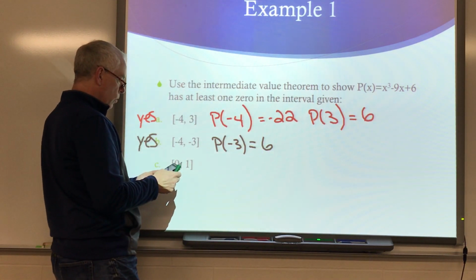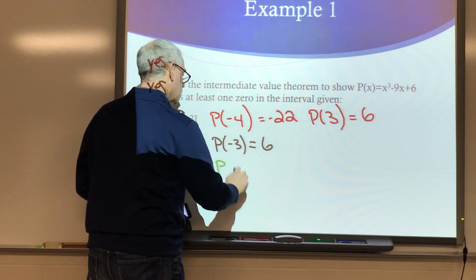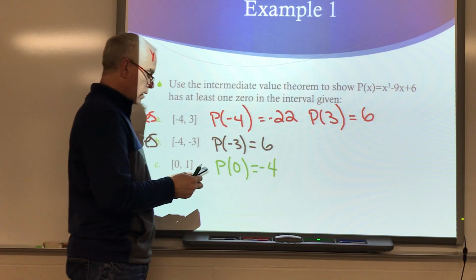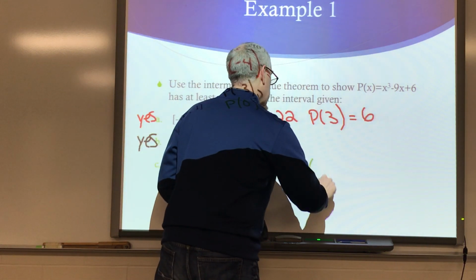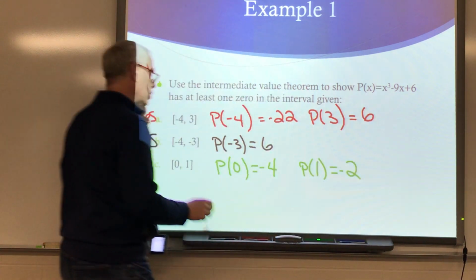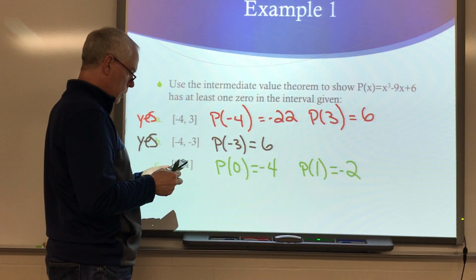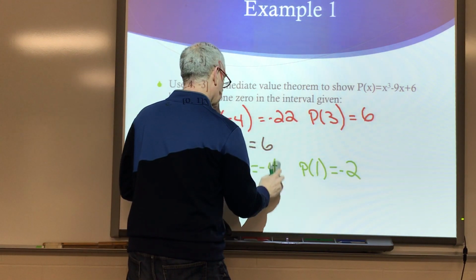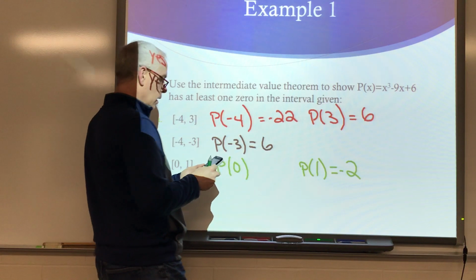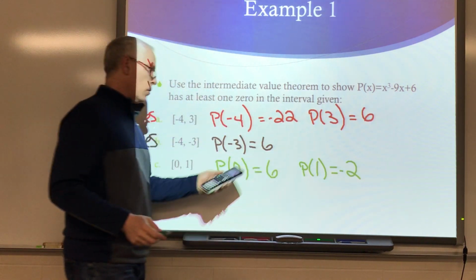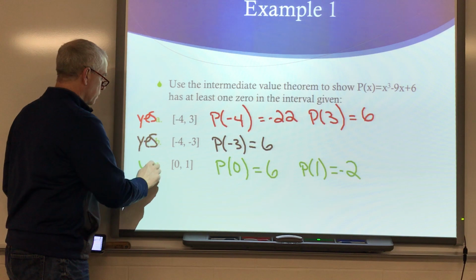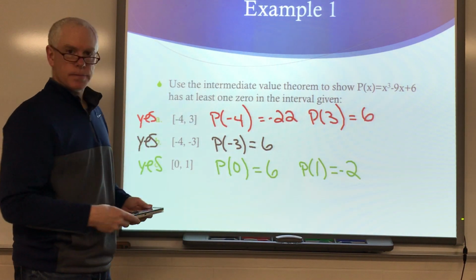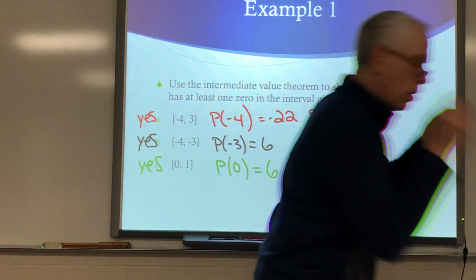Down here, p of 0 is negative 4. And p of 1 is negative 2. P of 0, I read wrong, is 6. So one's positive, one's negative. We definitely have a 0 somewhere between 0 and 1. Okay? So that's all they're asking you for on that type of problem.